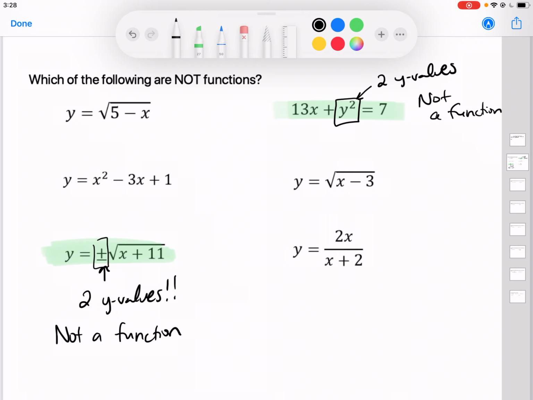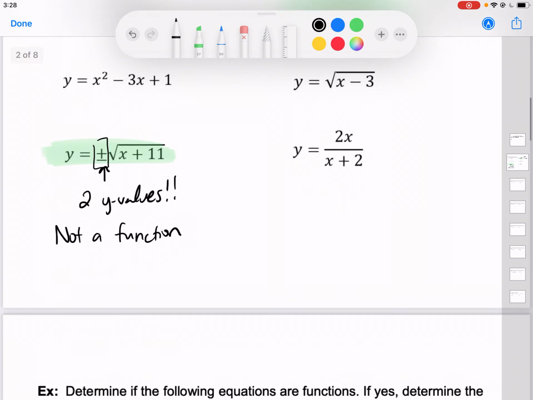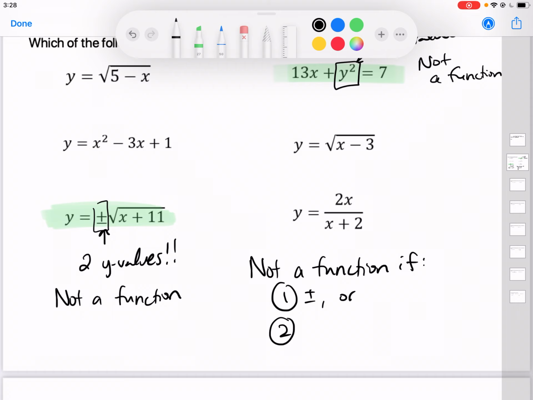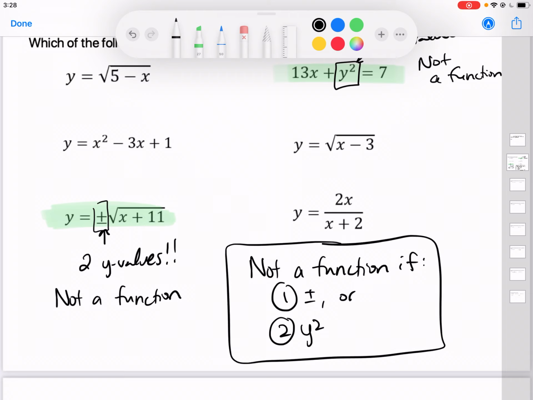Okay. So as just kind of a heads up, an equation is not a function if you see a plus or minus, and it has to be grouped like that. So like this equation over here has a positive and a negative in it. It's still a function, okay? Or you see y squared, okay? That, if you're going to write anything down, is something I would write down.